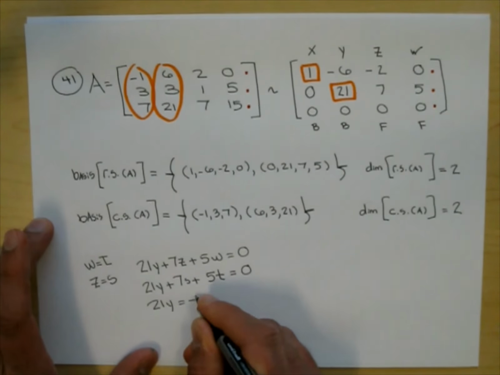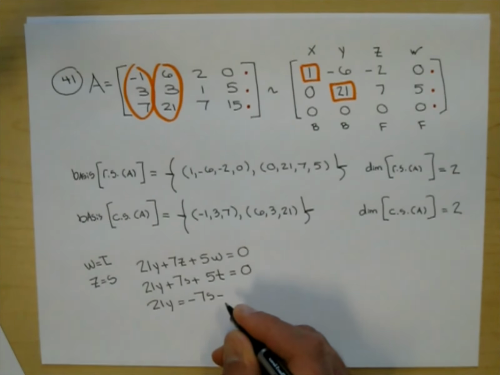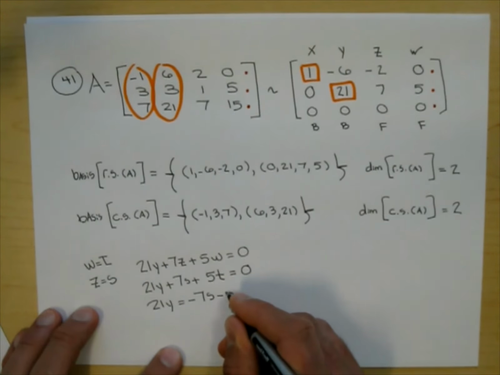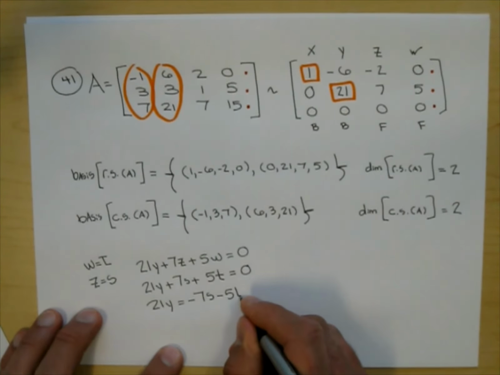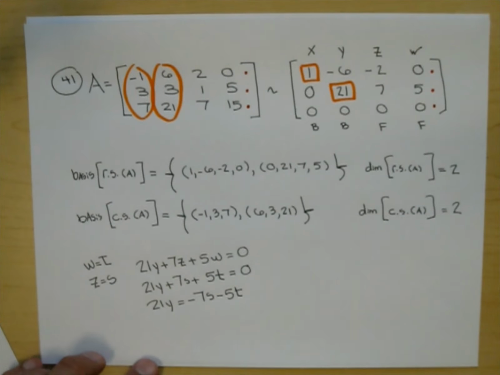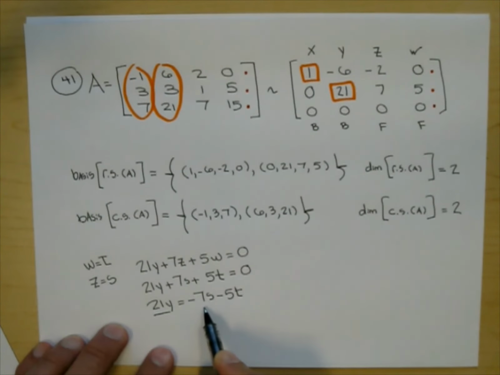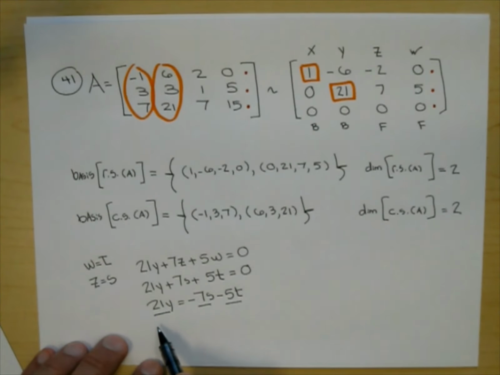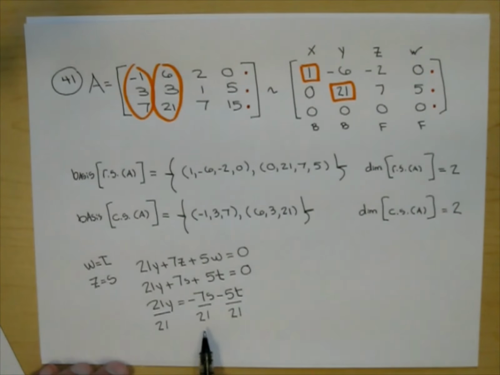21y equals negative 7s minus 5t. And here is the deal. If I go ahead and divide by 21, I'm going to have some issues here. Now, we can continue to do it this way. There's nothing wrong with that. So then I would end up getting y equals negative 7 over 21s minus 5 over 21t.